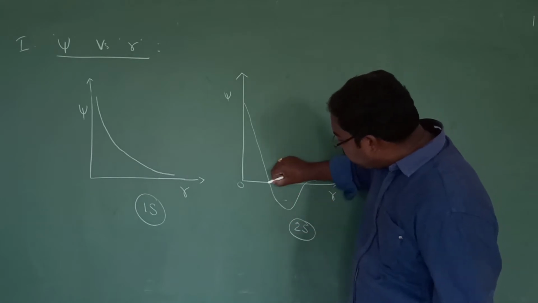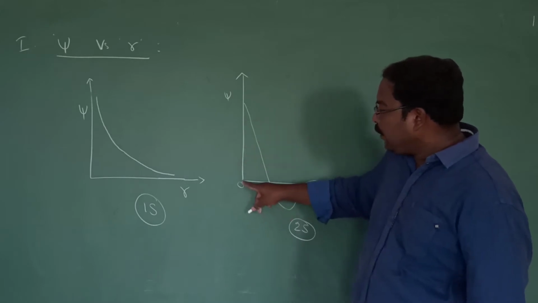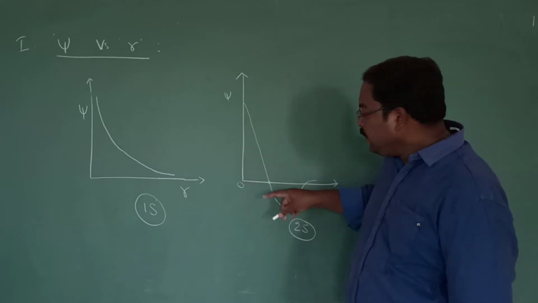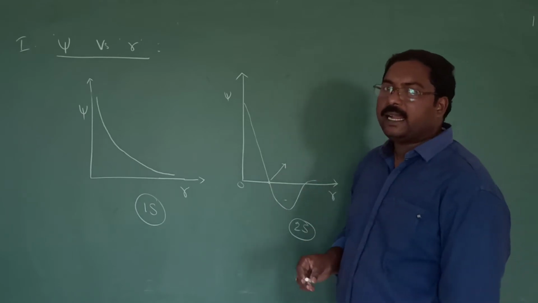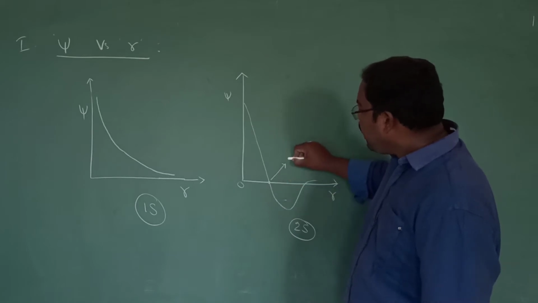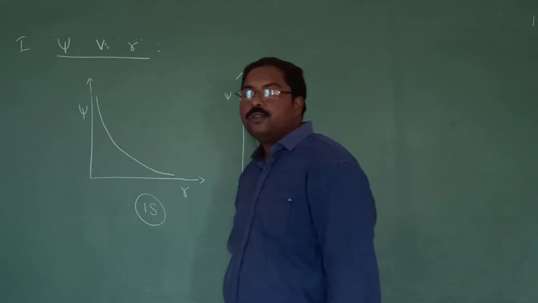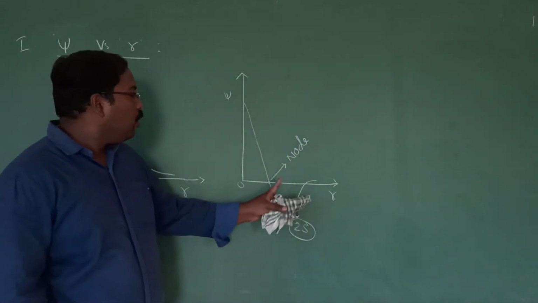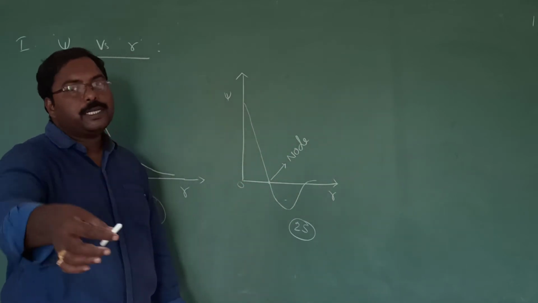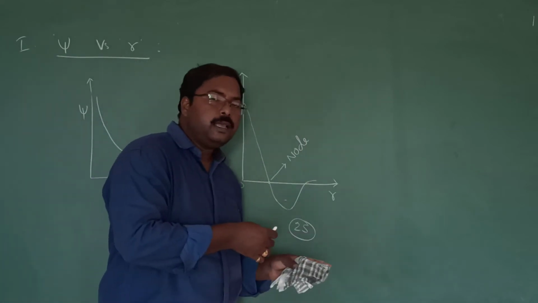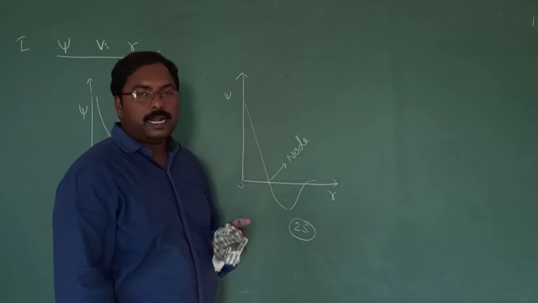So observe this point. If you observe this point, what is the value of the probability of finding the electron? It is 0. Nothing but at this point you cannot find the electron. So this is the region where the probability of finding the electron is 0. So such a region is known as a node or a nodal region. Okay? I will give the definition later. After completion of these graphs, I will explain to you how to find the nodes as well as the nodal regions. Okay?